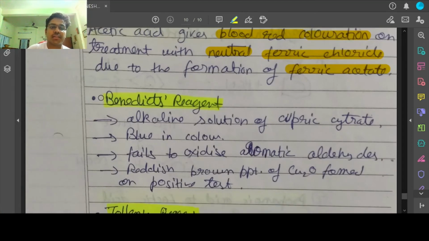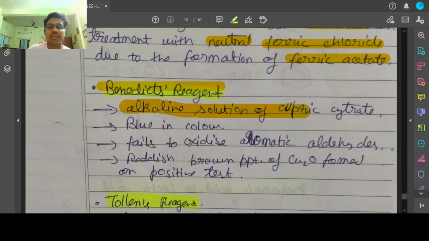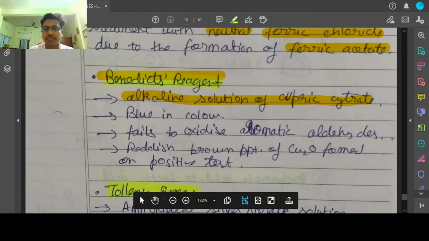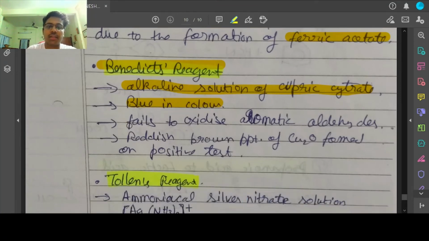So Benedict's reagent is an alkaline solution of cupric citrate. We name the alkaline solution of cupric citrate as Benedict's reagent. I hope this is clear with you guys. It is blue in color. It fails to oxidize aromatic aldehydes.